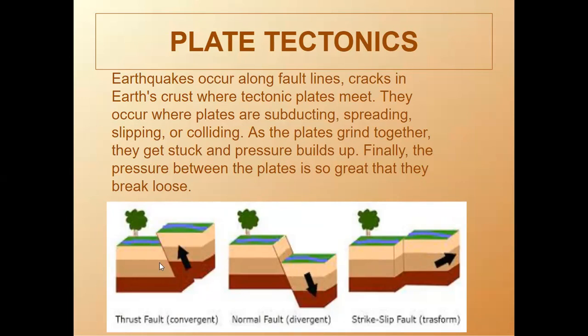Example, the thrust fault is called convergent. Second example, normal fault, which is called divergent. And the third one is strike-slip fault. That's called transform. Here, you can see in the picture.